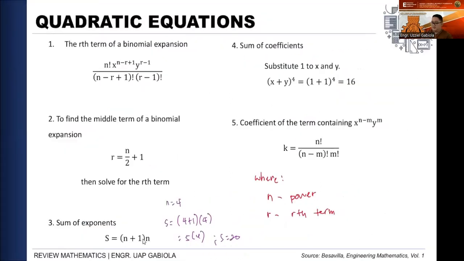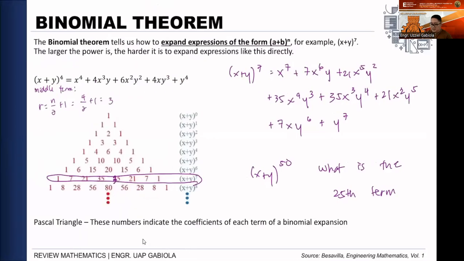Okay? Sum of coefficients. So, we just need to substitute 1 for our x and y. So, to get the sum of coefficients, just substitute 1 for x and y. That is 16. So, when we check our (x + y) raised to 4, here: 1 plus 4 is 5, plus 6 is 11, plus 4 is 15, plus 1 is 16. So, the answer here is the same.